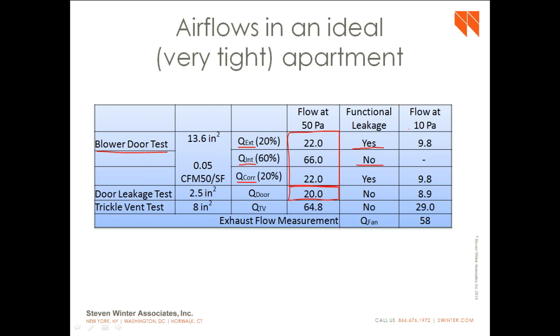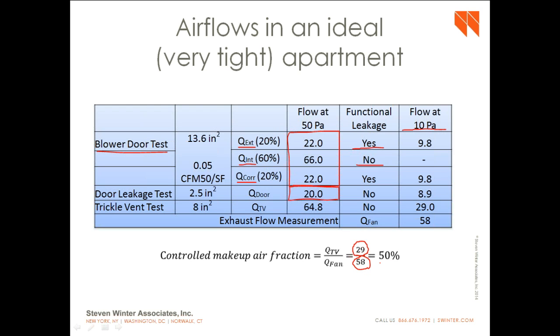At a normal building pressure of 10 pascals, these flows at 50 pascals drop considerably. So for the total of the functional leaks as a total of the exhaust, the controlled makeup air fraction, you've got the amount coming from trickle vents is 29 CFM out of a total from the fan of 58 CFM, and that controlled makeup air fraction is then 50%.